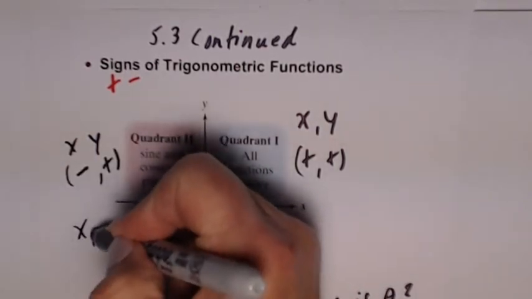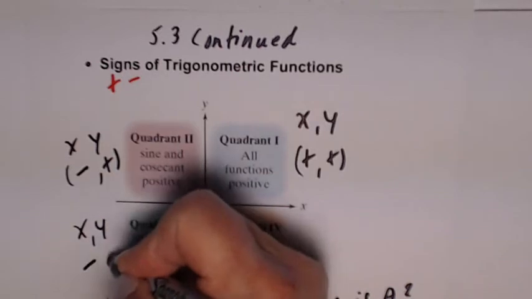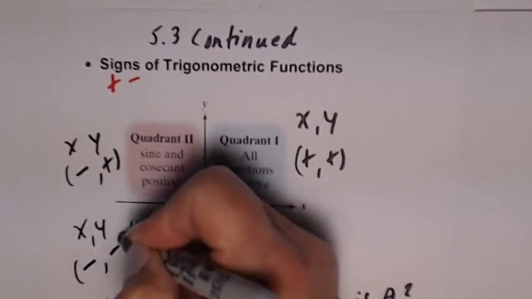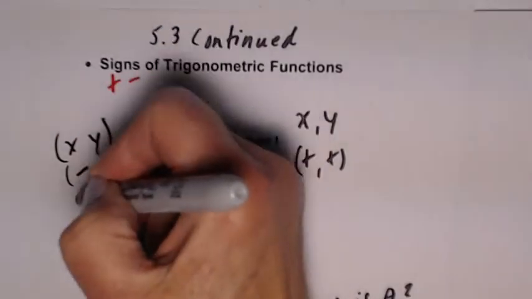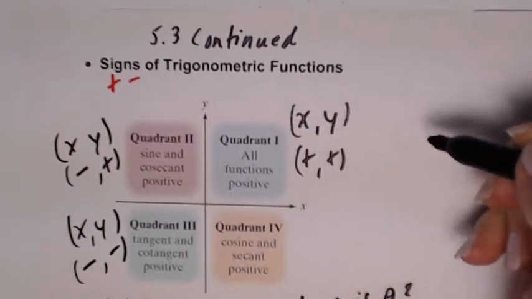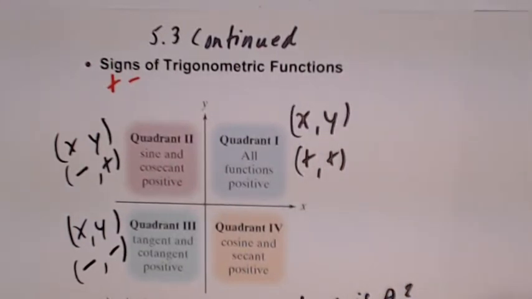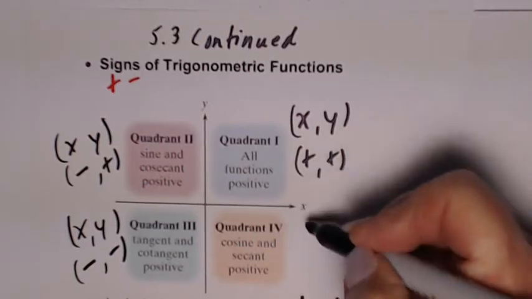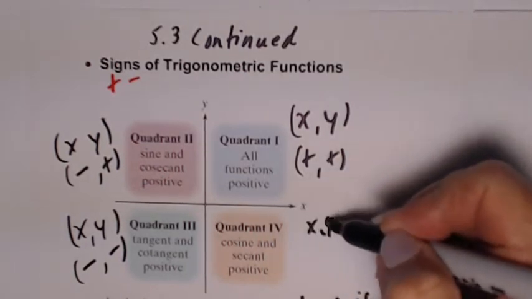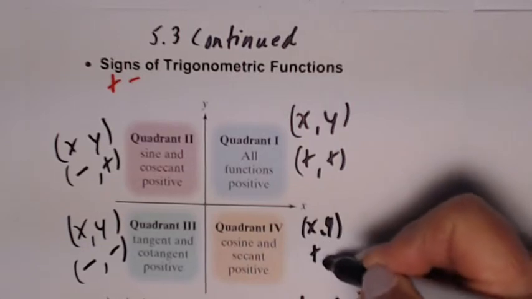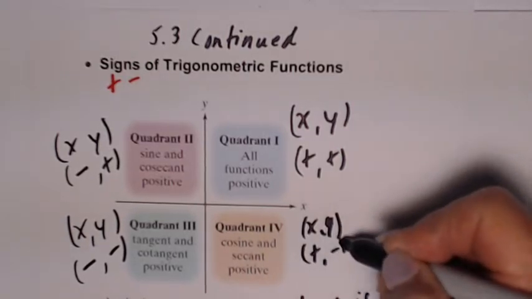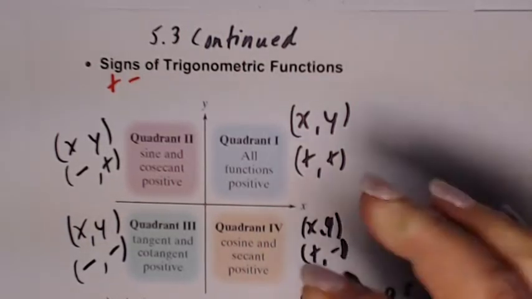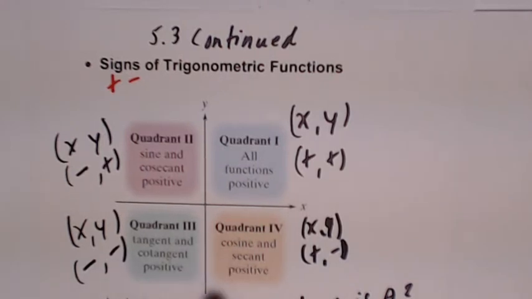In Q3, everything is negative. So again, we have our X, Y's. X is negative and Y is also negative. I guess I can put those guys in parentheses also, show their pairs. And last but not least, in Q4, quadrant 4, in our X, Y pairs, X is positive and Y is negative.